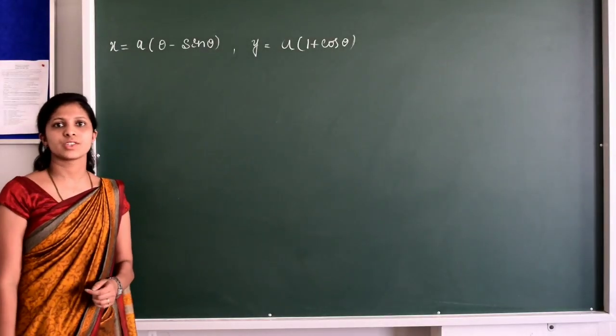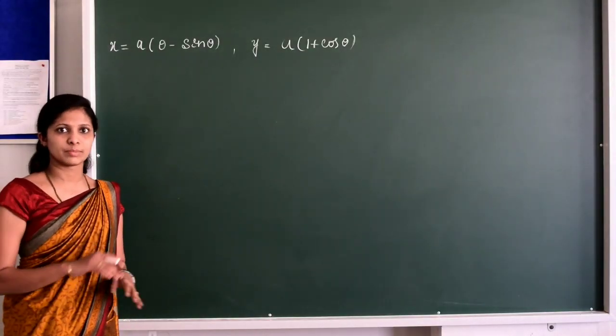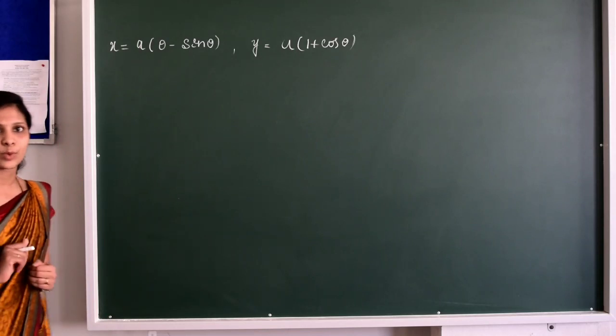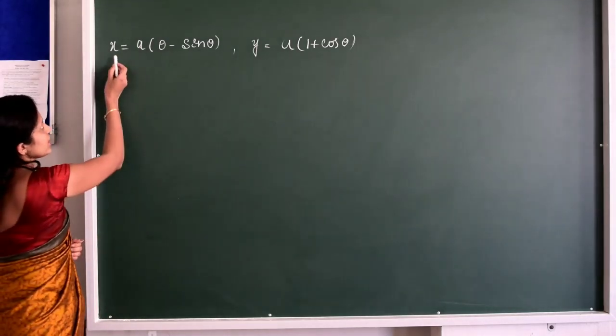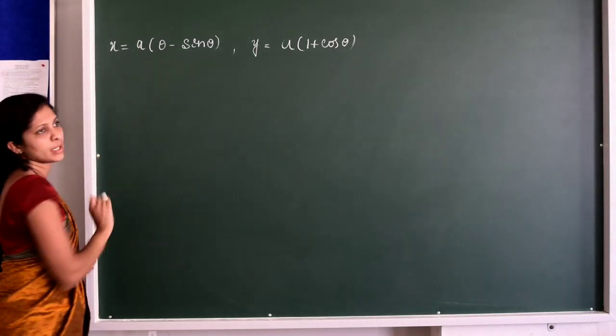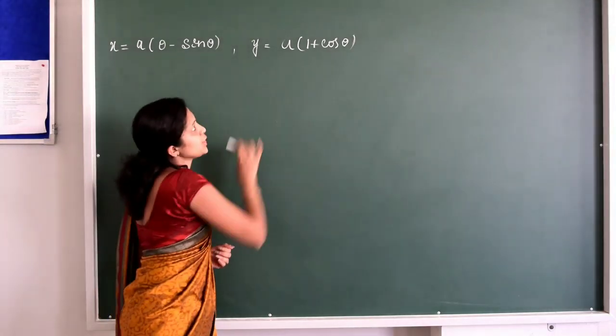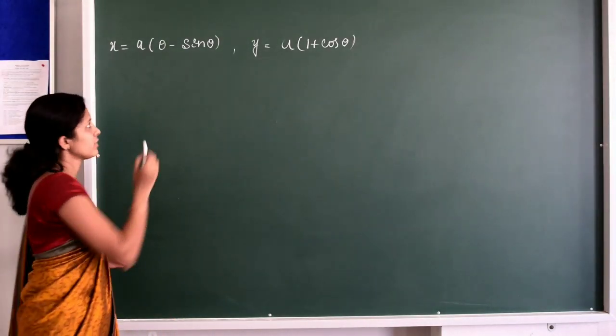Hello everyone, in this session we will see exercise 5.6 and we will complete that exercise. Only some problems are remaining. What is given? x is equal to a into (theta minus sin theta) and y is given as a into (1 plus cos theta). Here how many variables are there?